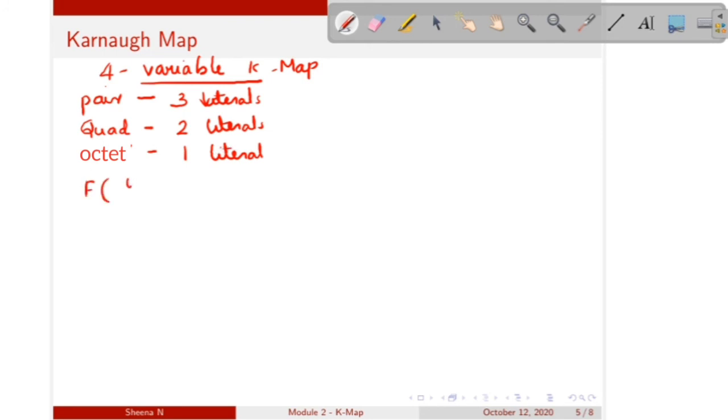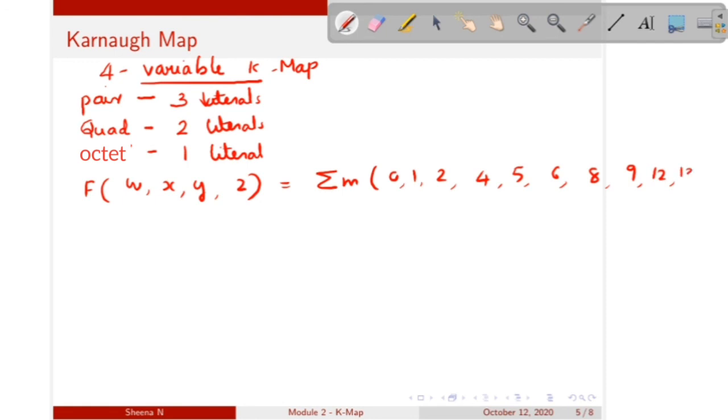F of W X Y Z is equal to sigma m of 0, 1, 2, 4, 5, 6, 8, 9, 12, 13, 14. So this is the given SOP form.